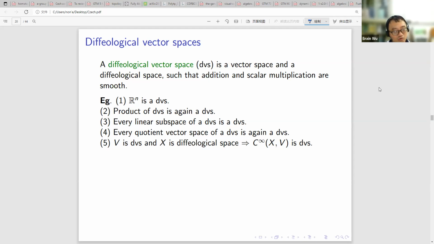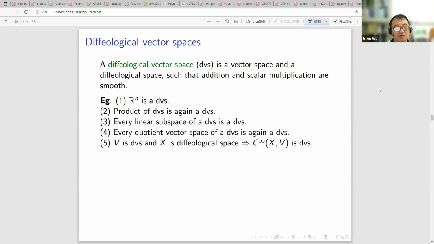You can also check that the product of diffeological vector spaces is automatically a diffeological vector space, no matter how many factors you take. Every linear subspace, with the subspace structure, is again a diffeological vector space, and so is any quotient vector space. Moreover, you also get function spaces: as long as the target is a diffeological vector space, the smooth maps from an arbitrary diffeological space to it form a diffeological vector space. These are very concrete examples.